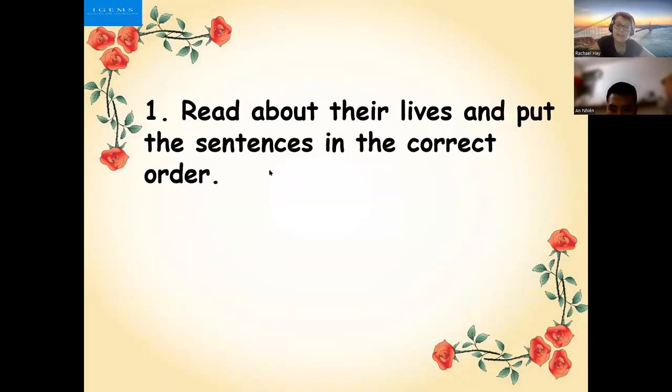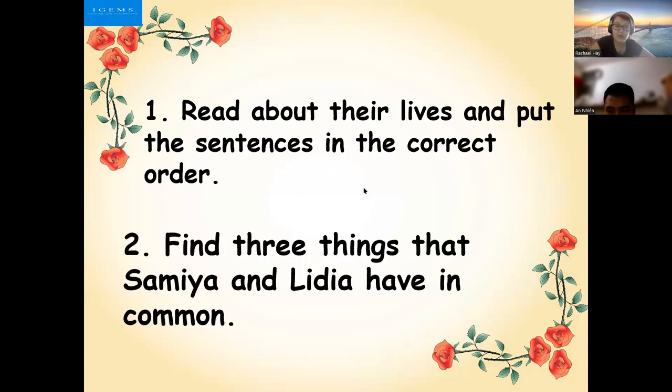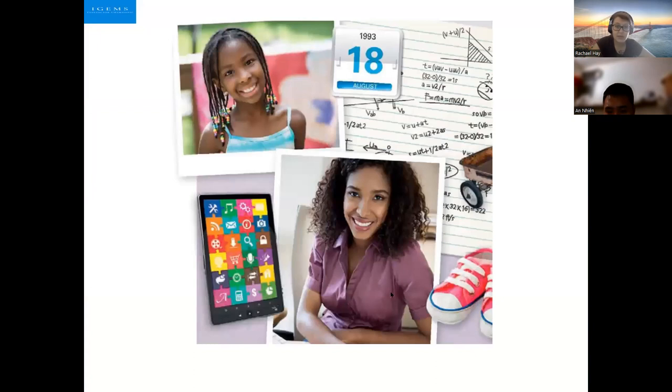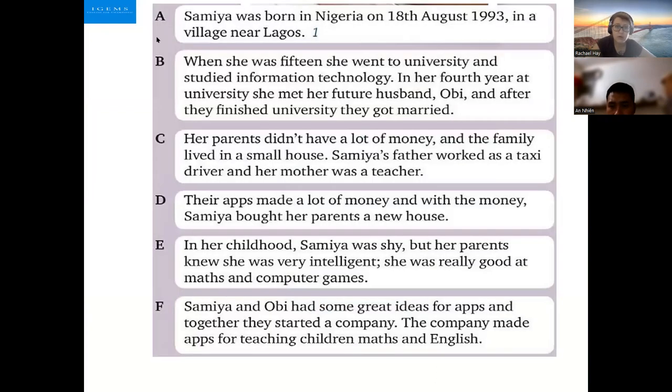Okay, reading. Read about their lives and put the sentences into the correct order. Find three things that Samia and Lydia have in common. Okay. So here we're going to read. Okay, so it shows us.